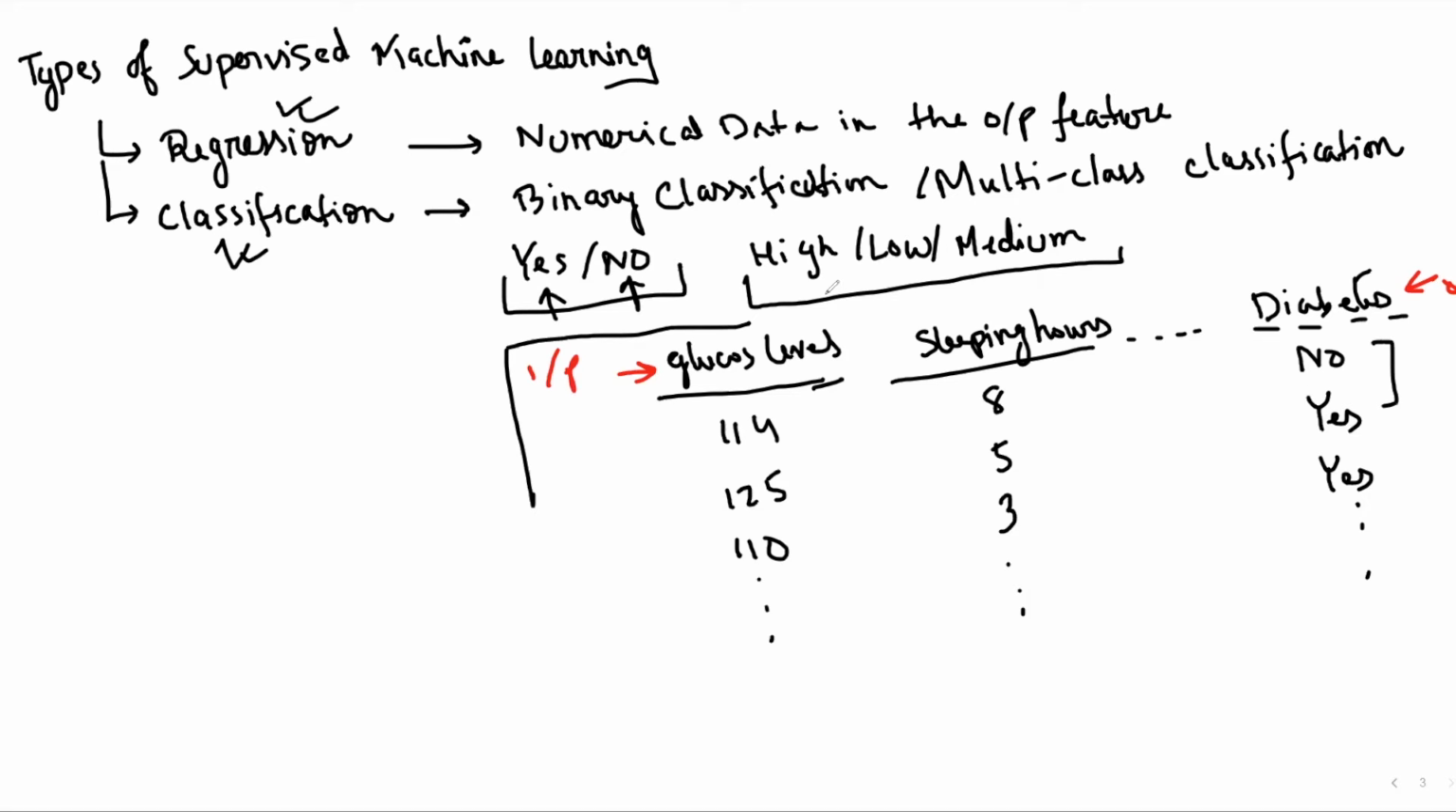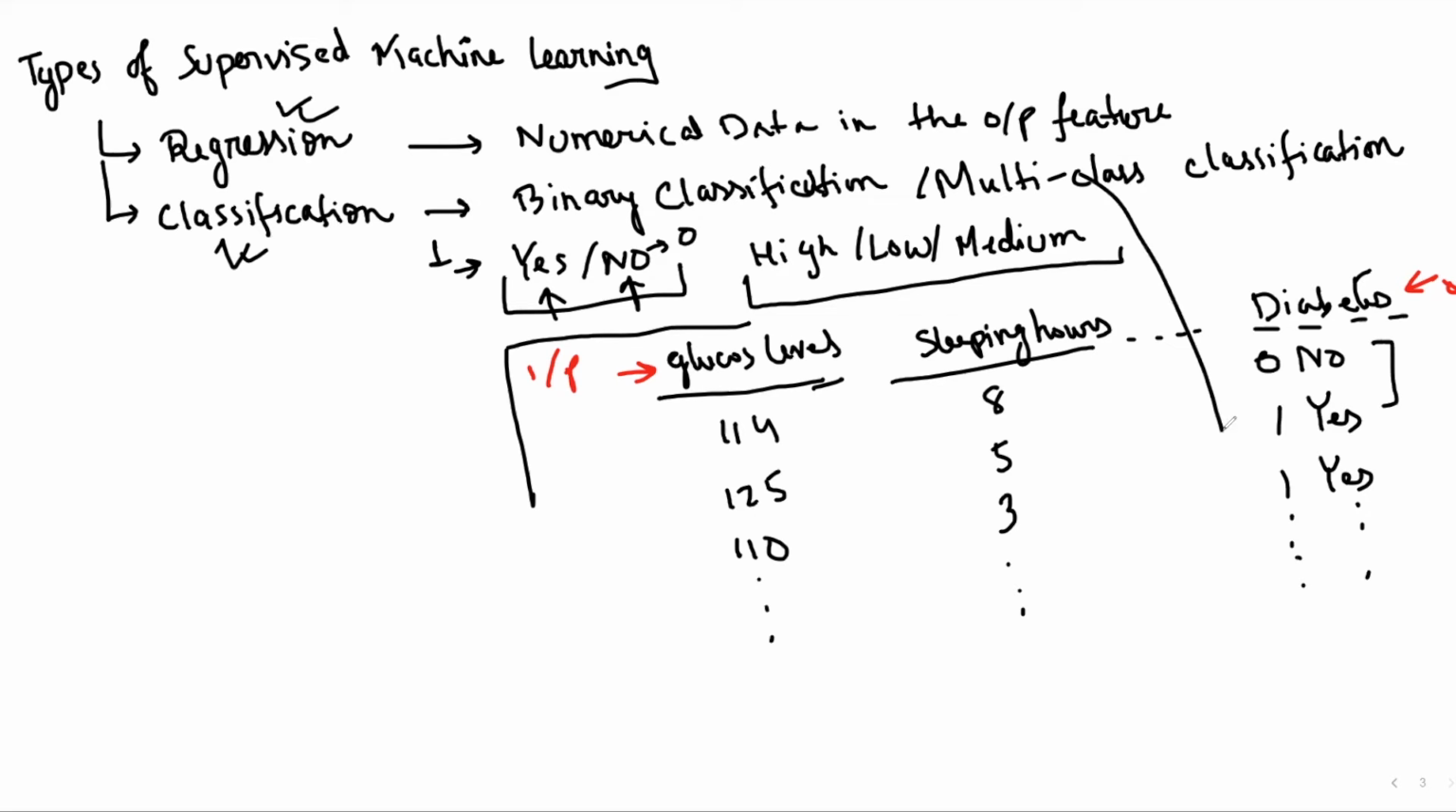So these are basically classes, and they can also be written as 0 or 1. Yes can be denoted as 1, no can be denoted as 0, so it can be like 0, 1, 1, and so on. If you see this kind of data, you know that this is a case of classification, and since the output is given, it's a supervised machine learning problem statement. Okay, so this is all about supervised machine learning.